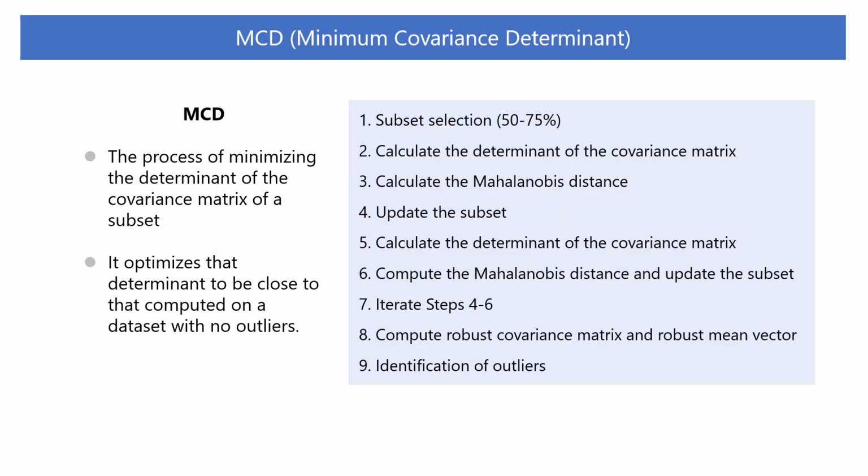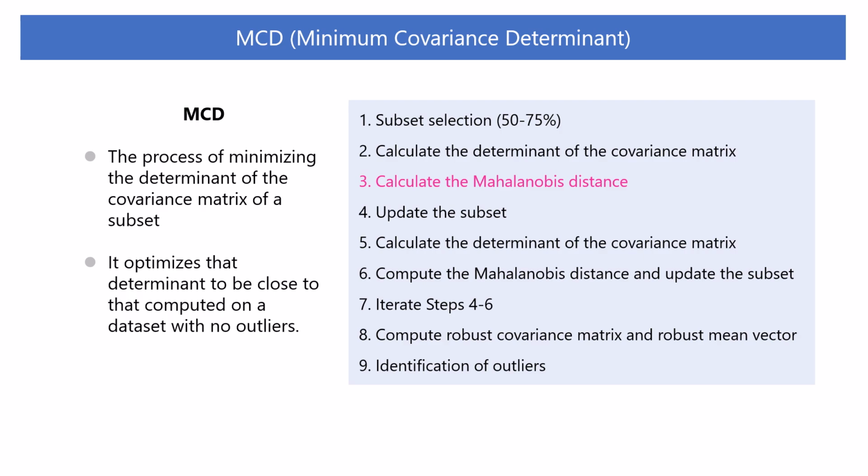Minimum covariance determinant is called MCD for short. MCD estimation is the process of minimizing the determinant of the covariance matrix of a subset so that it optimizes the determinant to be close to one that is computed on a dataset with no outliers. MCD estimation is implemented in the following steps. First, select about 50% to 75% of the data points in the dataset. Then, using the selected subset, calculate the determinant of the covariance matrix. This determinant is used as the objective function to be minimized.